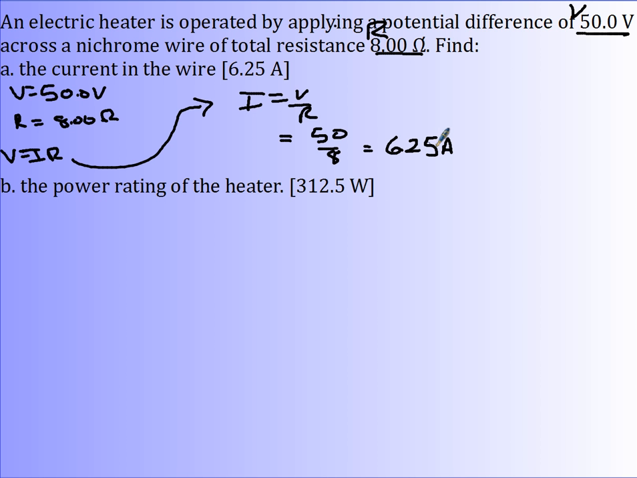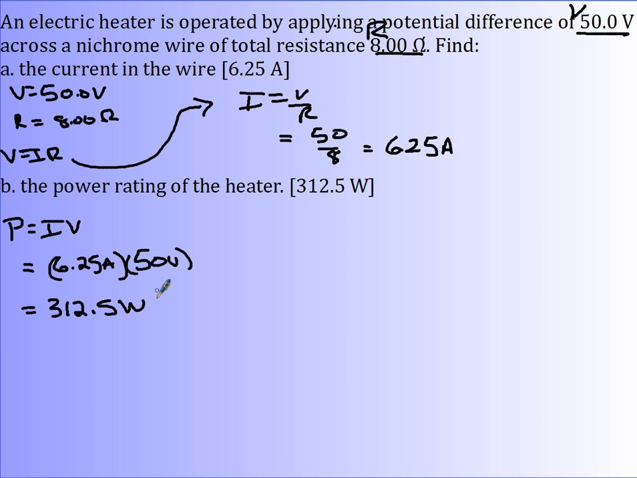Now make sure you're showing me all of these steps. Some of you are starting to get a little bit sloppy on your homework problems. Now, what's the power rating of the heater? Well, let's see. P is IV. This is my favorite one. So the current we have is 6.25 amps, and the voltage is 50 volts. So I get a power rating of 312.5 watts.